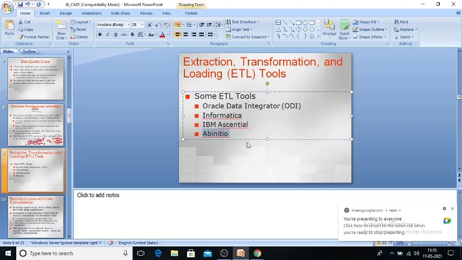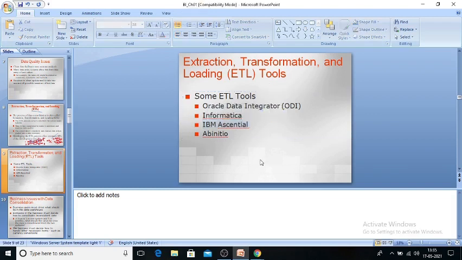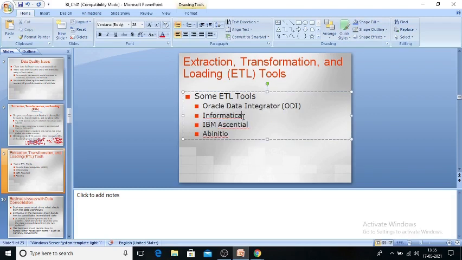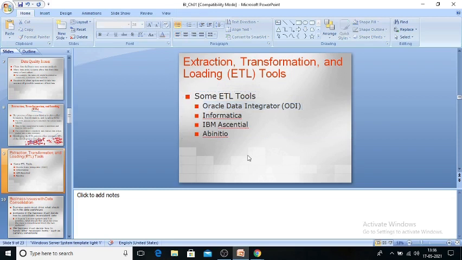Then Soumya will be doing a seminar on IBM Essential. Inform Snehal to do the seminar on Informatica, and Ria will be doing a seminar on Oracle Data Integrator, ODI. Okay, these 4 tools in detail.